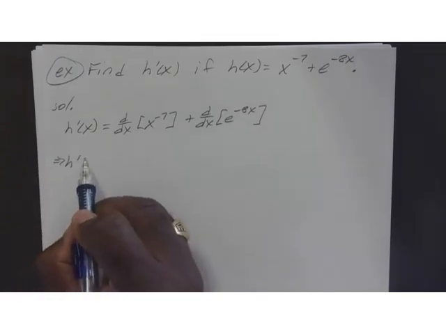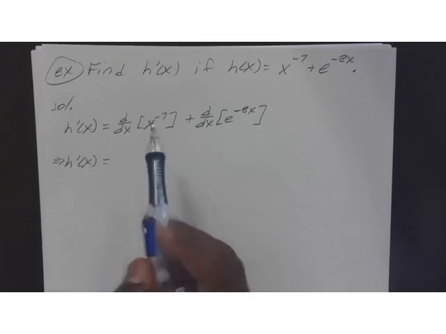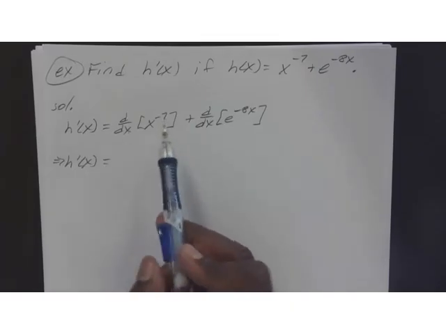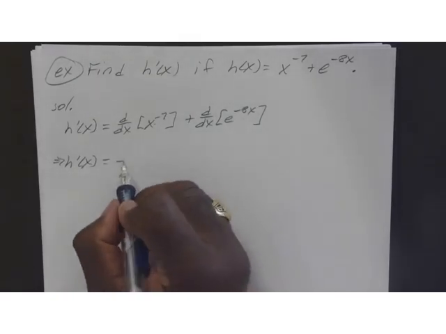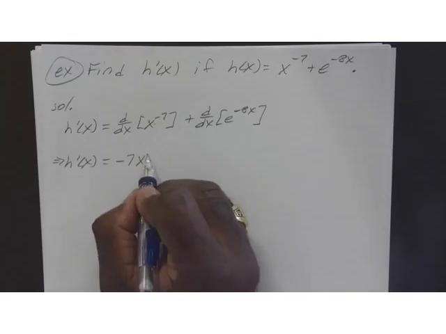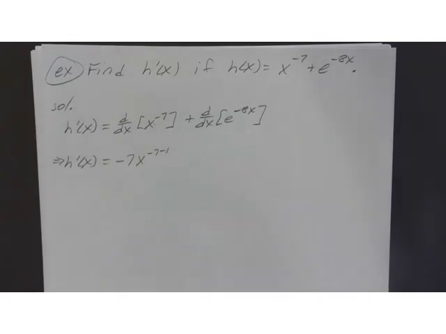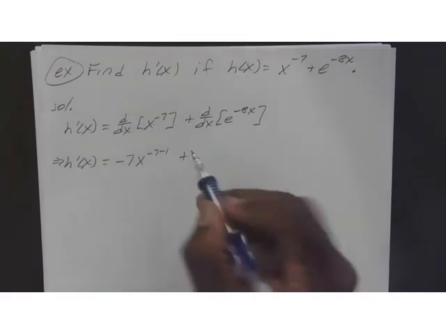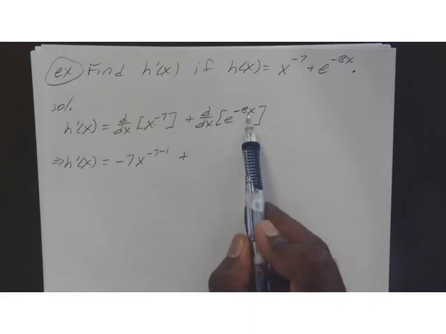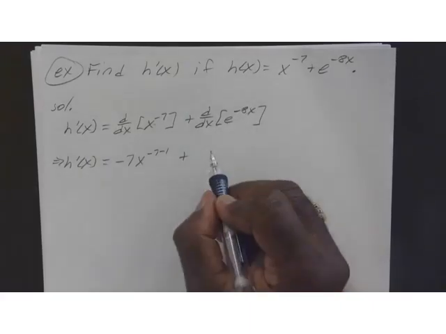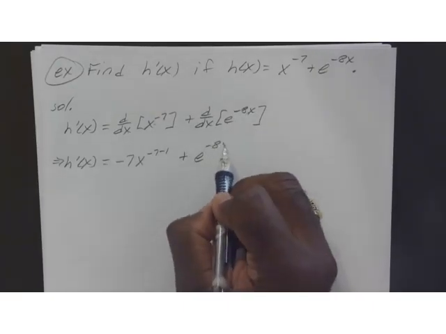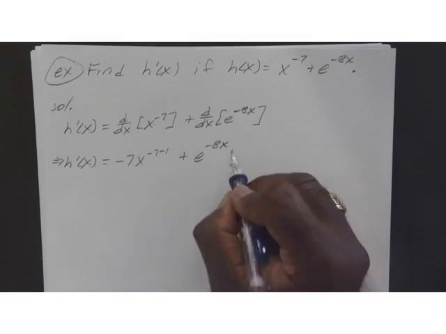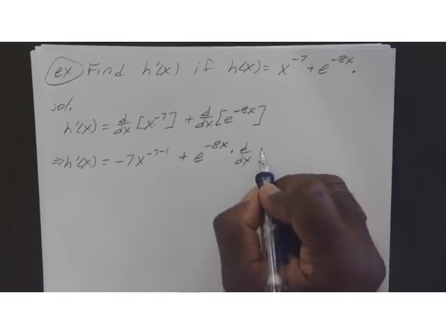Okay, which means that our h prime of x is equal to the derivative of x to the negative 7th power using the power rule. Bring down the negative 7 times x to the power of negative 7 minus 1, plus the derivative of e to the power of g of x is equal to e to the power of that g of x, which is negative 8x, times the derivative of negative 8x.